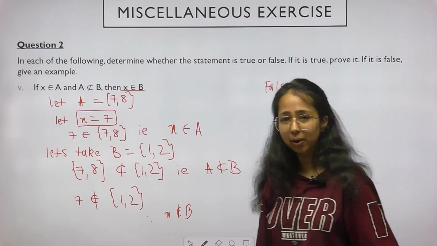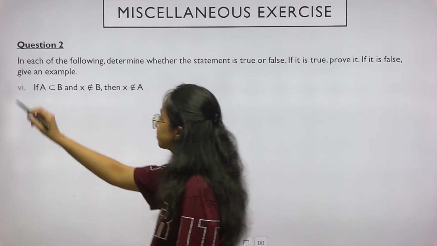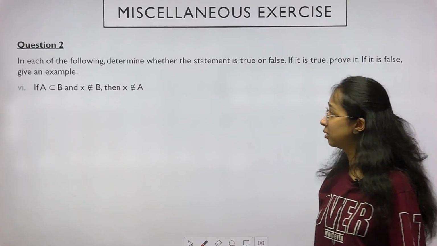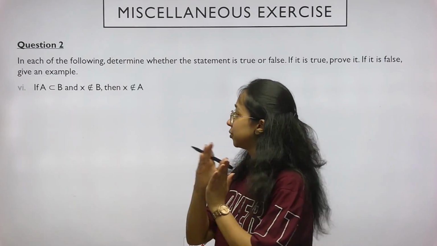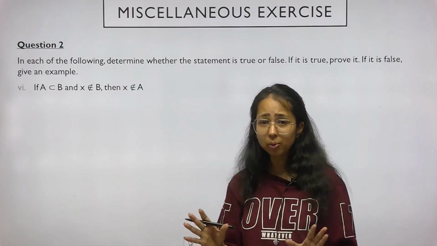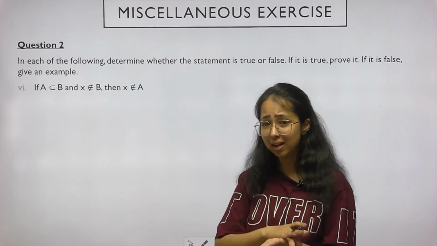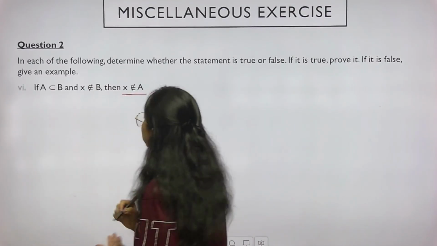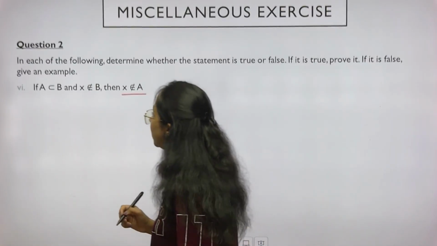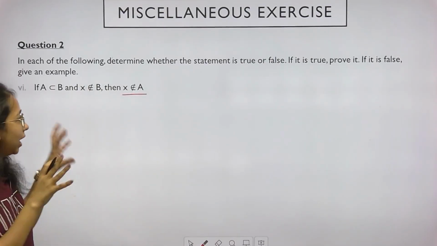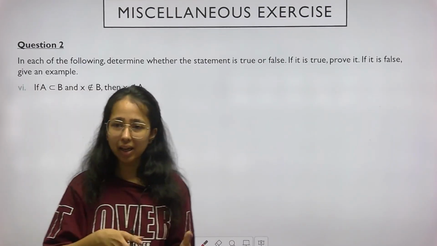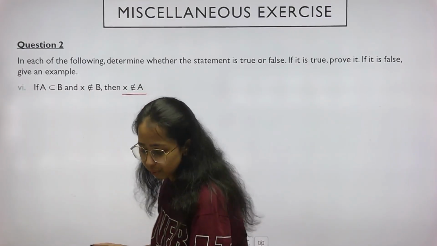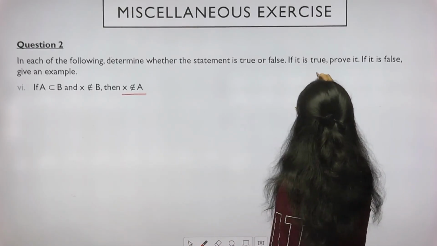Okay, clear to everybody? Very nice. Moving on to the next question. The question says that if A is a subset of B and X does not belong to B, then X does not belong to A as well. So let's check whether this statement is true or false. Clearly it is given that A is a part of B, which we already know.